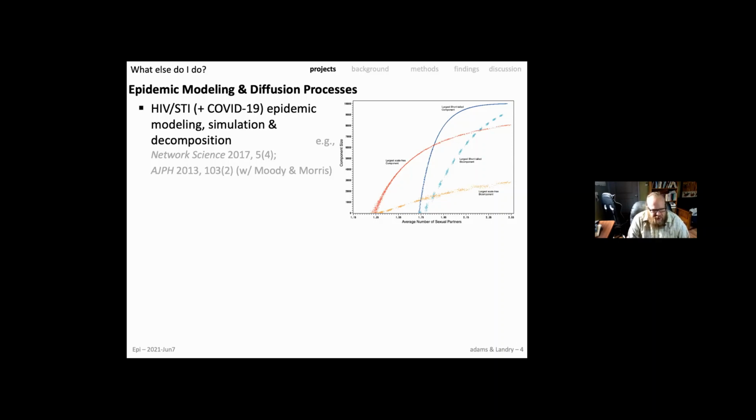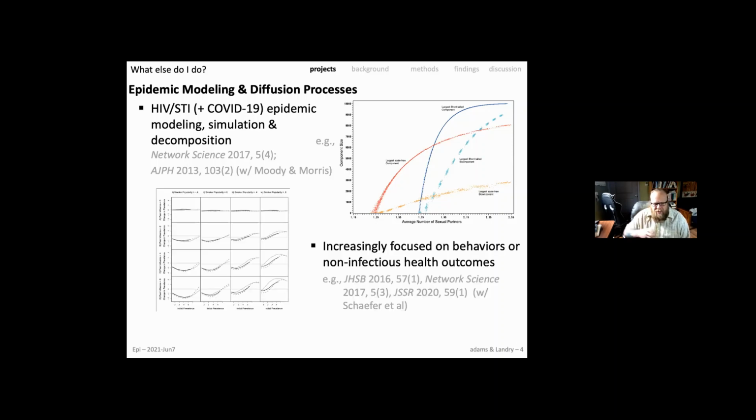This is combined work that is modeling empirical data, simulation work, and various forms of decomposition as well. And then lately, over the last 5 or 6 years, actually probably 8 years now, this work has transitioned into focusing not so much on just infectious diseases, but also behaviors and other non-infectious health outcomes and how those spread. And you're going to see examples of both of these a little bit in the talk today.